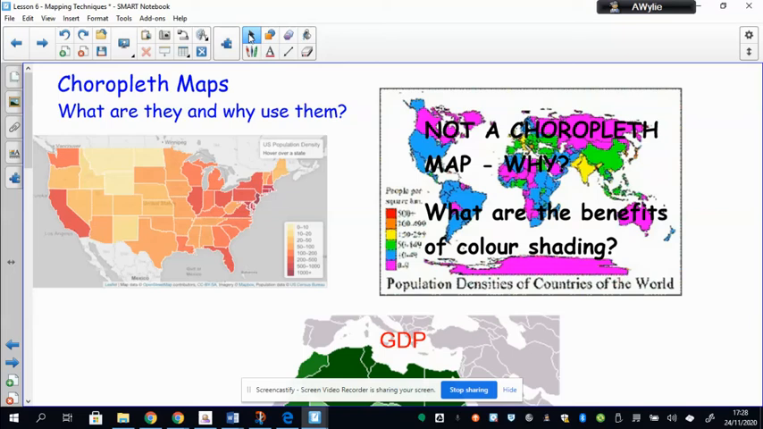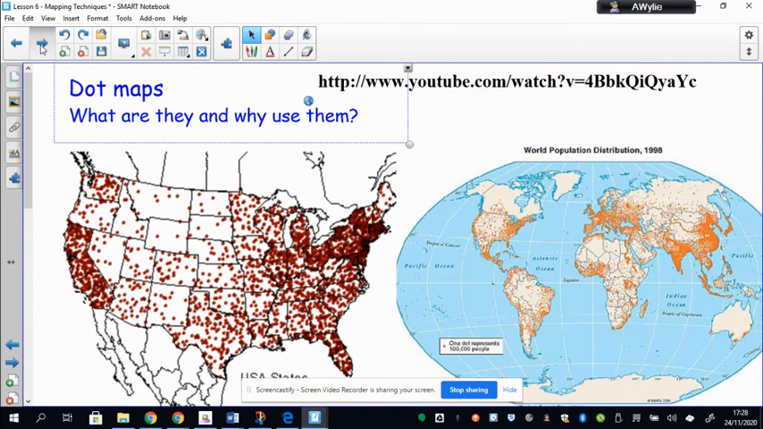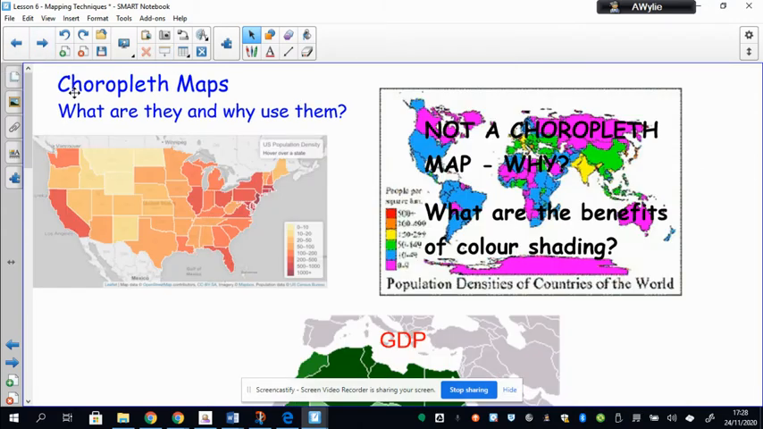Okay, in this tutorial, I'm going to talk you through how you would go about creating a Choropleth map as well as a dot map. I'll discuss the strengths and weaknesses of both techniques and also get you thinking a little bit about how the two techniques compare against each other.